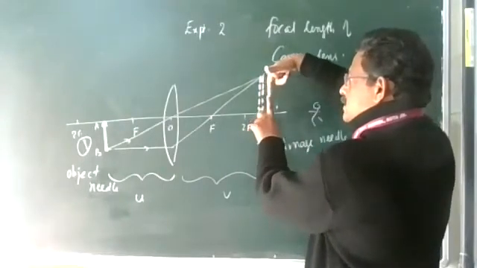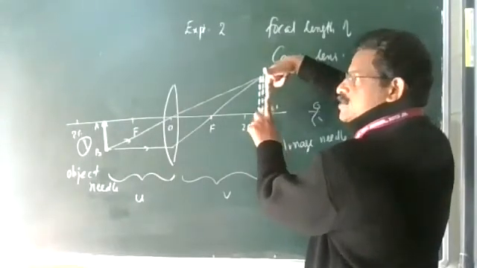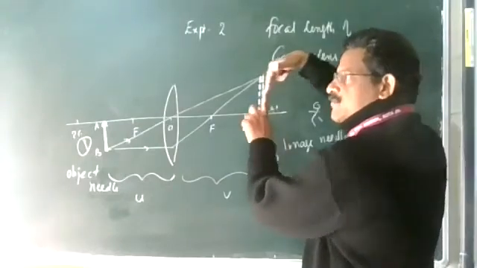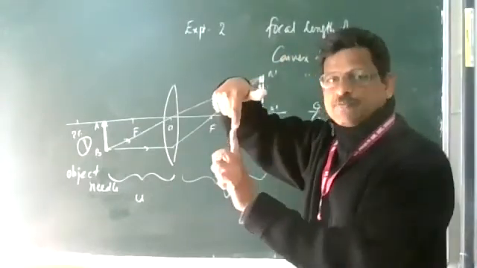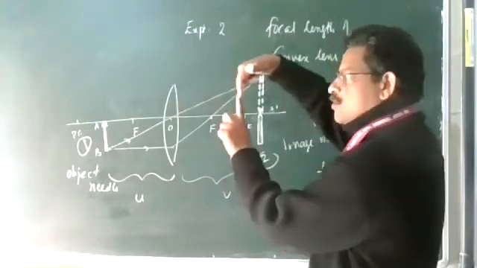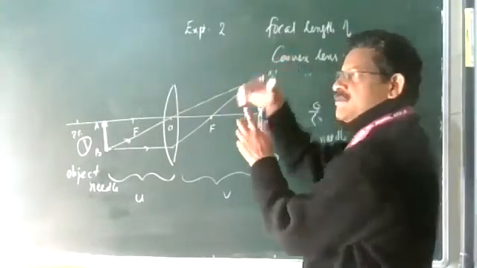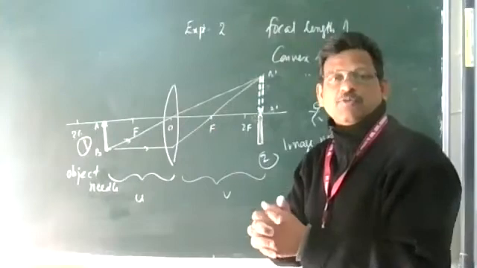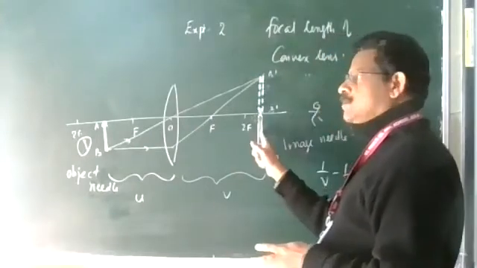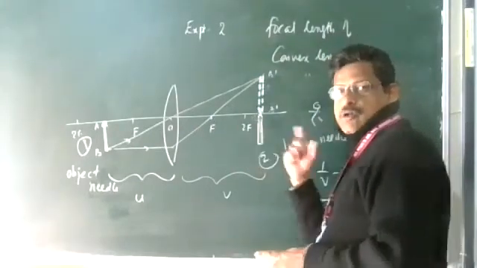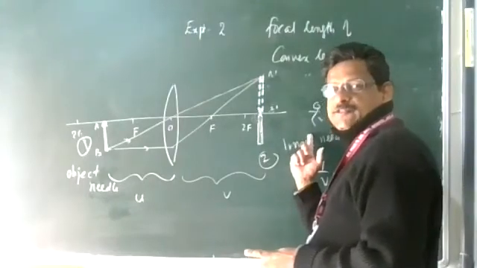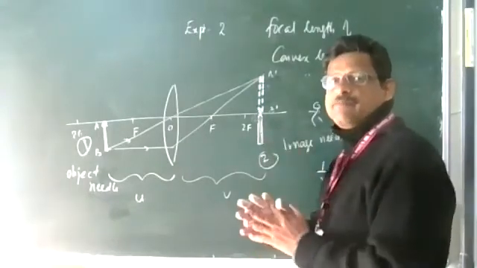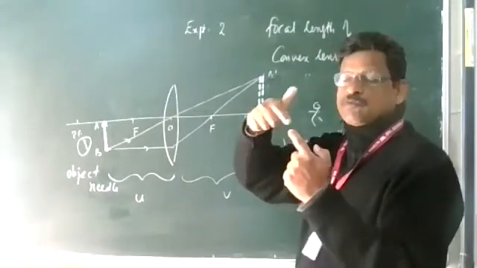When they move toward the right side, they should move together. If they are moving together, we say that there is no parallax. But if they are not moving like this, there is a difference, then we find this parallax. So we are removing the parallax. Move this object towards or away from the lens and repeat the same procedure till you remove the parallax.